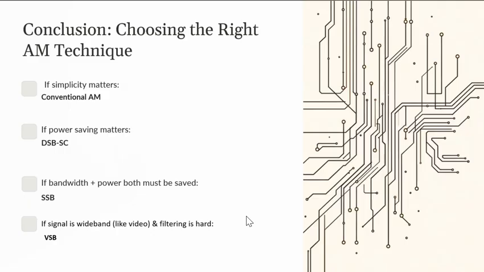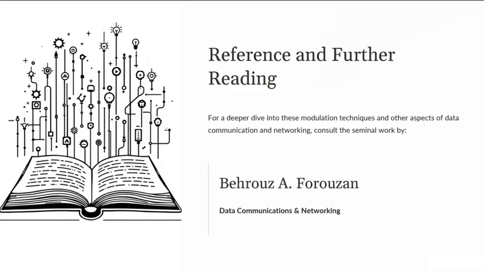So, amplitude modulation has different types to manage power, bandwidth, and complexity. Understanding their comparison is very important. I have taken the reference from the Frenzel book only. So, if you want to know more regarding this topic, you can refer to this book.